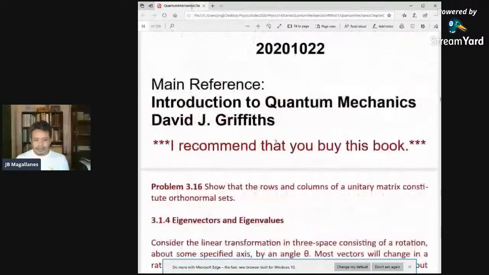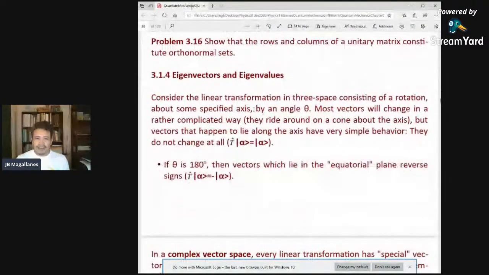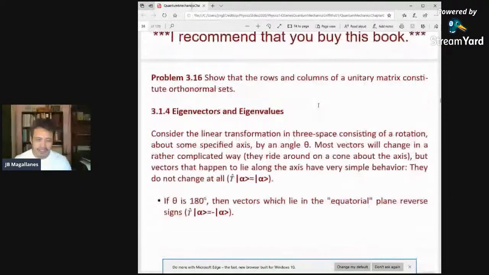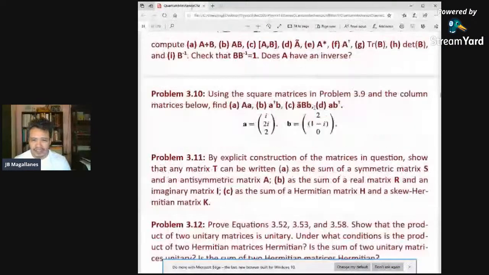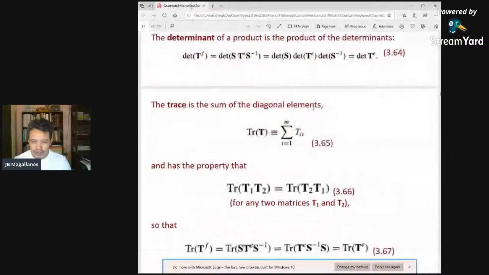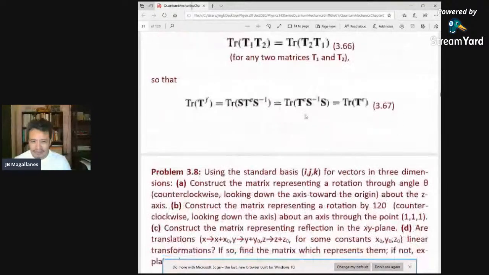So there's, by the way, a problem here. Before we discuss the eigenvectors and eigenvalues, I'll just read to you the problem for the previous lecture. Show that the rows and columns of a unitary matrix constitute orthonormal sets. You know the meaning of orthonormal, right? And you also know the meaning of unitary matrix.